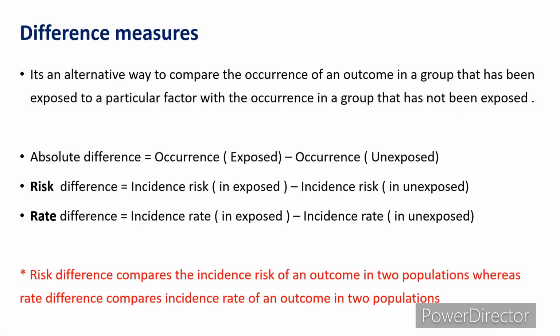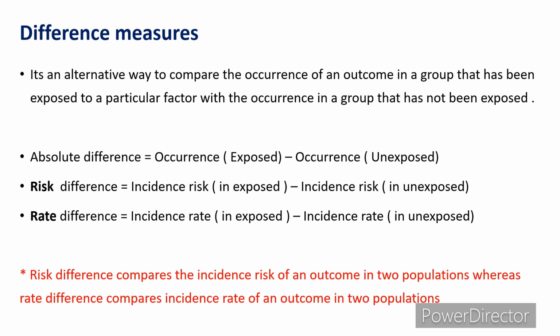Okay, after ratio measures, the other type of measure is the difference measures, right? It's an alternative way to compare the occurrence of an outcome in a group that has been exposed to a particular factor with the occurrence in a group that has not been exposed. So basically here we directly see the difference. That is called absolute difference: the occurrence of the outcome of interest in exposed minus the occurrence of the outcome of interest in unexposed. This is called absolute difference.